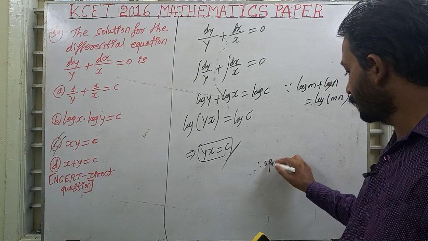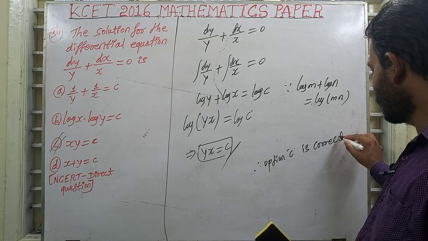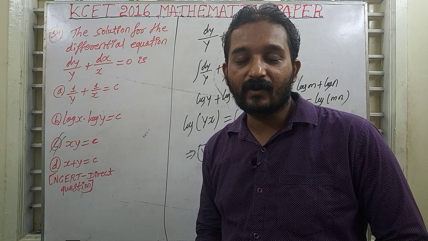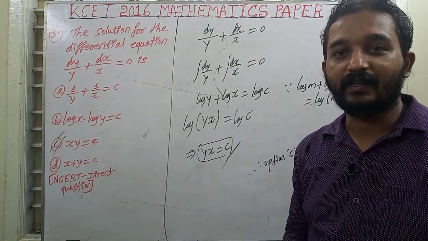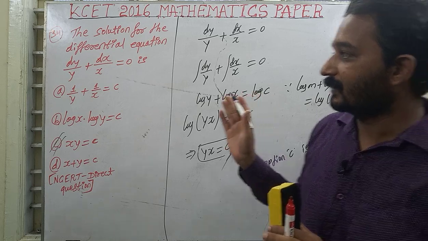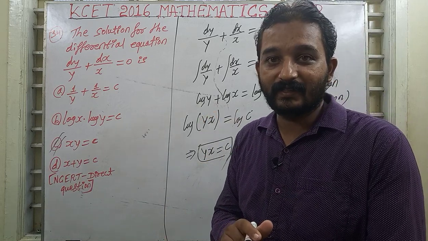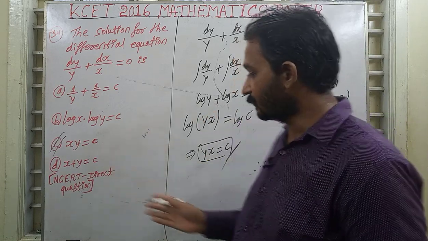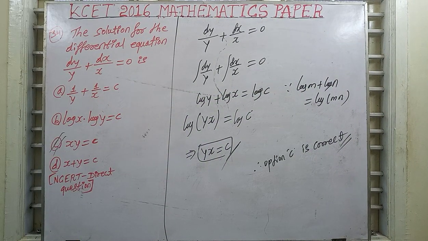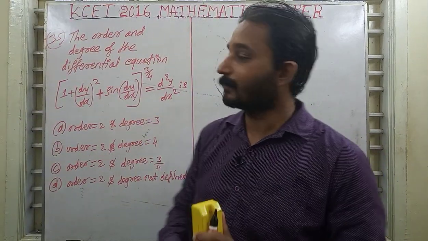Therefore option C is correct. This is an NCERT direct question. All the students attend this question easily because they have already solved this question in the NCERT textbook. Usually 3 or 4 questions of this type are asked in KCET. Okay, so take down. So now let us move on to the next question, question number 35.